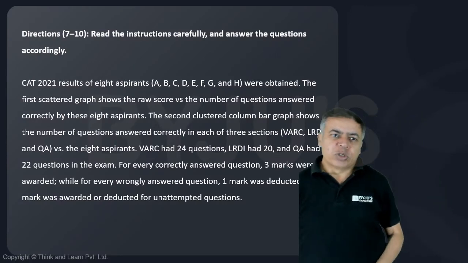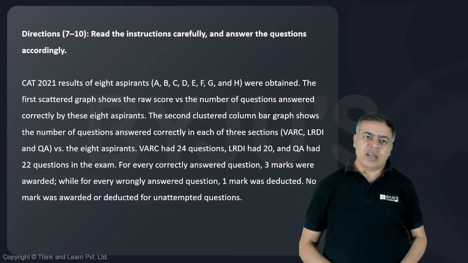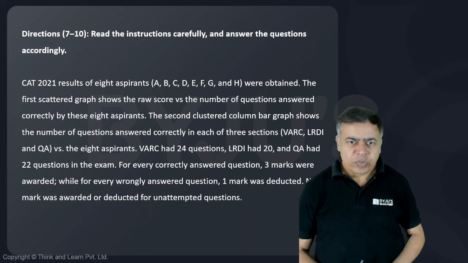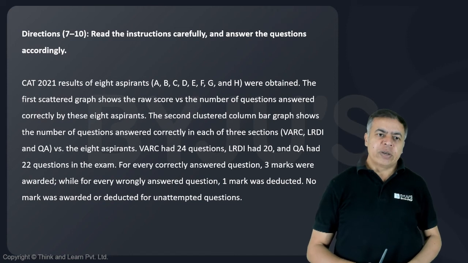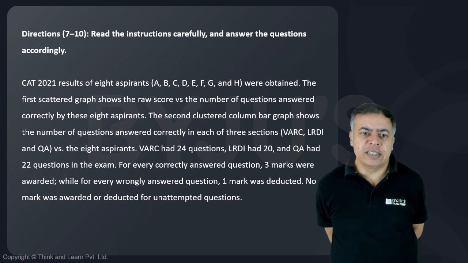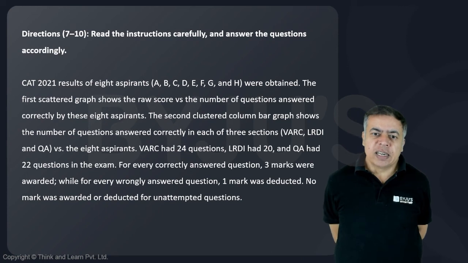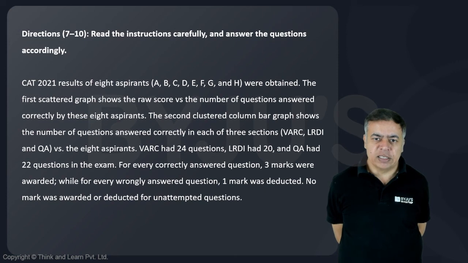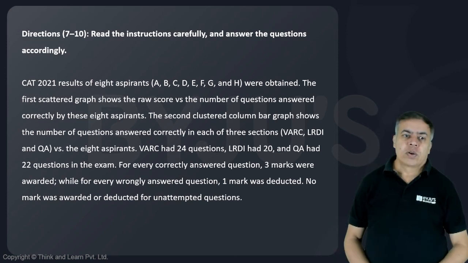Okay, let's come to this second set, which has 4 questions, 7 to 10. Here it is given: CAT 2021 results of 8 aspirants were obtained. The first scattered graph shows the raw score versus the number of questions answered correctly by these 8 aspirants. The second clustered column bar graph shows the number of questions answered correctly in each of the 3 sections. You can go through this.